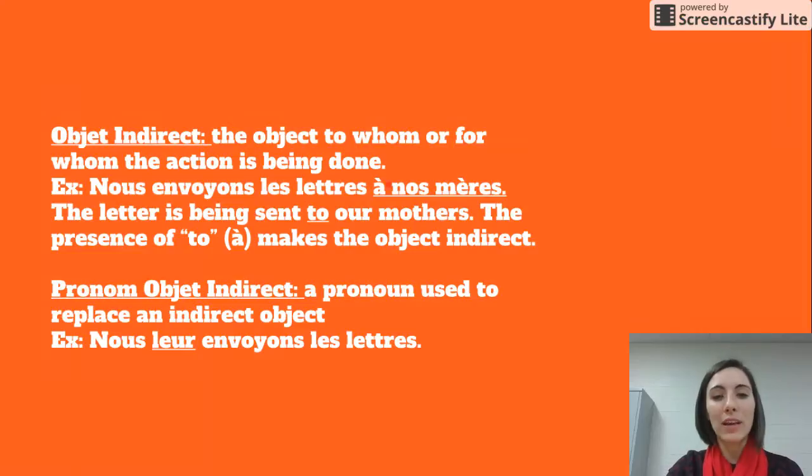So we have this word à, which in English translates to "to." That word is extremely essential, because that tells you that we have an indirect object. Other words like pour can mean that you have an indirect object as well. Our pronom objet indirect is the pronoun that's used to replace an indirect object. And four of those are the same as our direct object pronouns and our reflexive pronouns. And then in the third person, we have two different object pronouns.